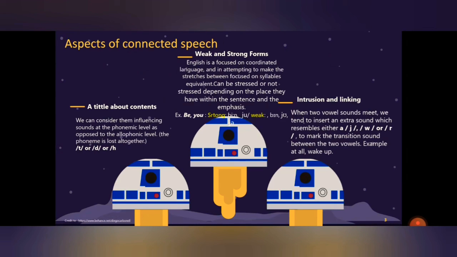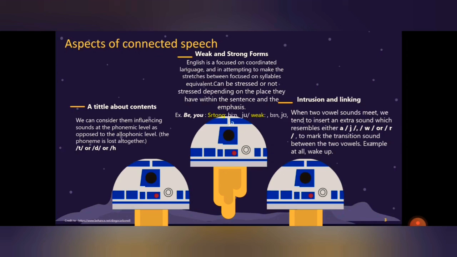Aspects of connected speech. A little about context. We can consider a theme influencing sounds at the phonemic level as opposed to the allophonic level. The phoneme is lost altogether, T or D or H. Weak and strong forms. English is a stress-timed language, attempting to make the stretches between stressed syllables equivalent. Words can be stressed or not stressed depending on the place they have within the sentence and the emphasis. Examples: be, you, in, strong and weak.